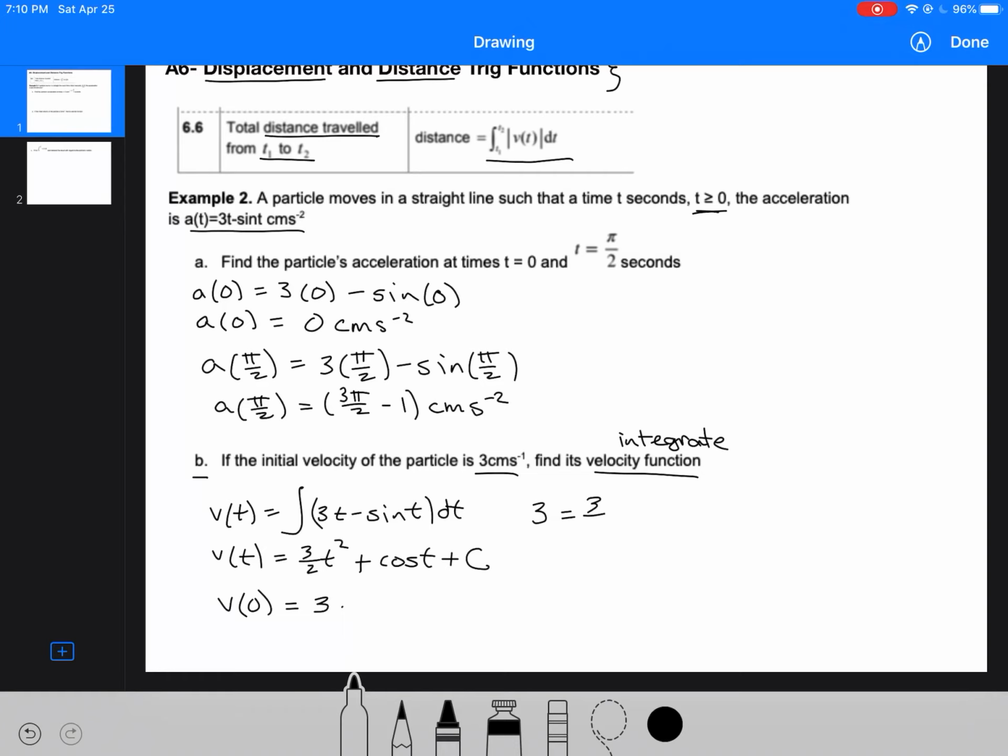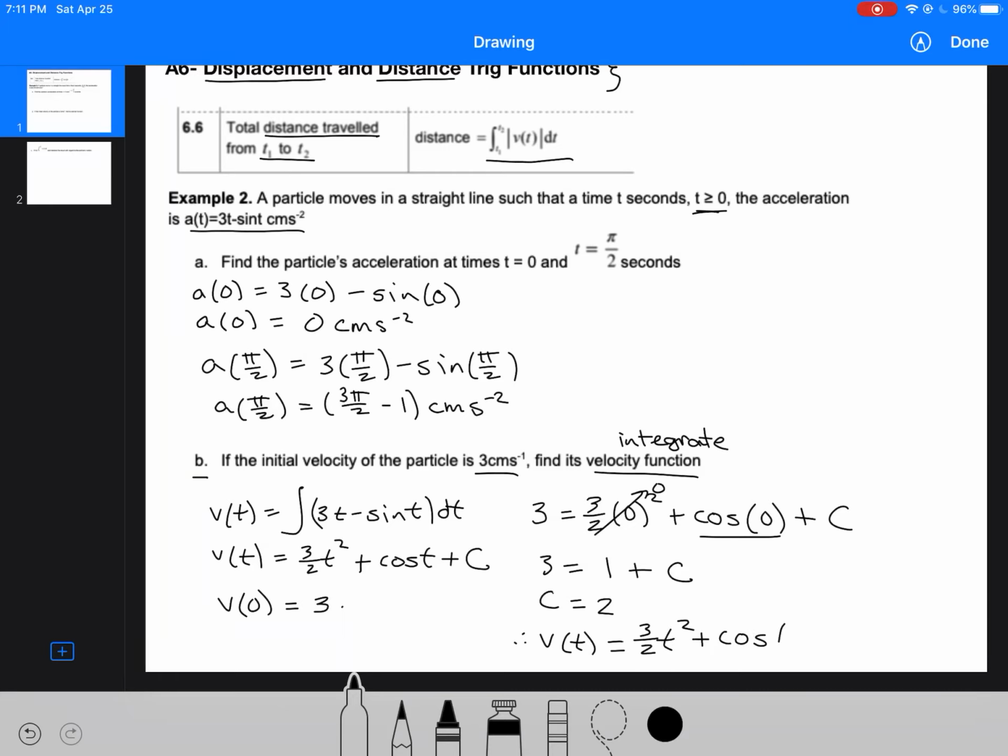So we can use that fact to substitute and solve for c. Here's a good example. We've substituted in 0. Our first term is 0, but cos 0 is not equal to 0. So just always be careful when you're dealing with trig functions. That gives us our constant of integration, which is 2. Therefore, our velocity function for the particle would be 3 over 2 t squared plus cos t plus 2.